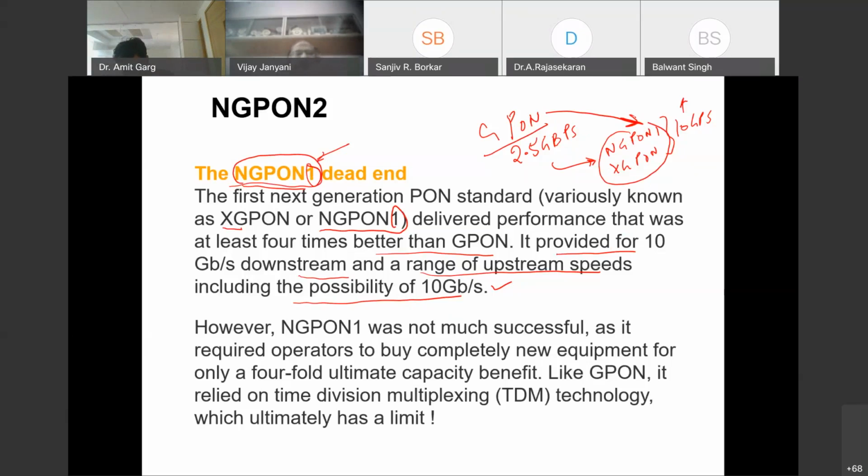NGPON 1 was not much of a success, as it required operators to buy completely new equipment for only a 4-fold ultimate capacity benefit. Like GPON, it relied on TDM, and TDM ultimately has a limit, because with time division multiplexing you cannot pack more signals with very small separation; ultimately electronics is involved and it has its own limitation. So that NGPON 1 dead end was there.